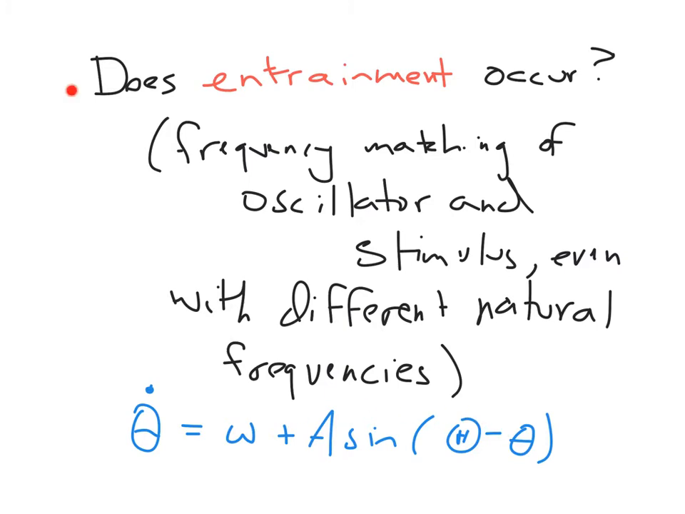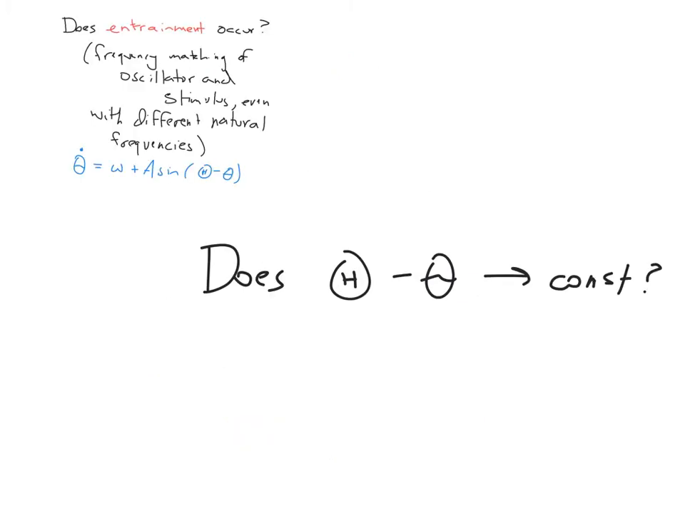And a natural question to ask in this situation is, does entrainment occur? Will the frequency of the oscillator end up matching the frequency of the stimulus, even though they actually had different natural frequencies? The oscillator had a natural frequency lowercase omega, and the stimulus had a natural frequency uppercase omega. Asking the question of, does entrainment occur, is the same as asking the question, does the phase difference ever approach some constant, so that one oscillator is moving around and the other one is moving around with just some modest phase lag in between them as they go around at the same frequency.